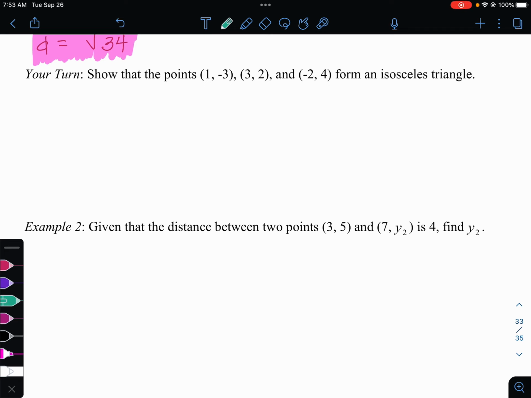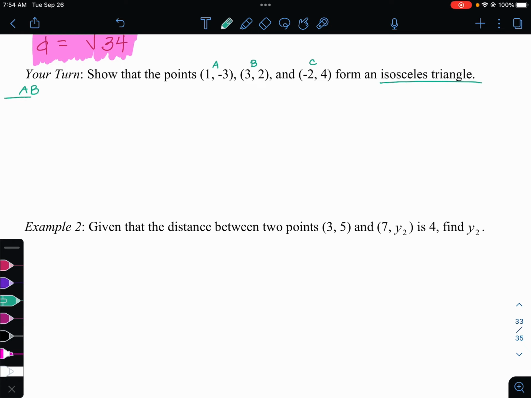All right, so this one we have to remember a couple things about an isosceles triangle. An isosceles triangle has 2 congruent sides. So to determine if 2 of the sides are congruent, we are going to have to find the distance between all of the points. So I'm going to call that one A, this one B, and this one C, just to make it a little bit easier.